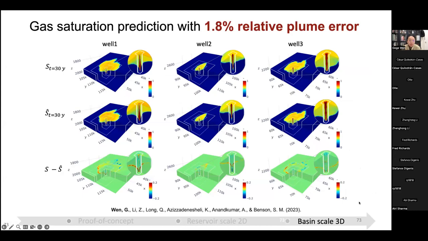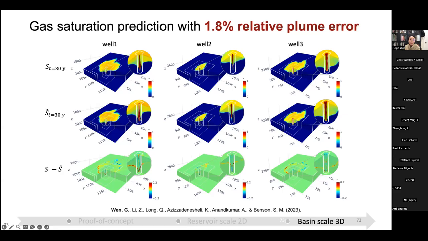So here is an example of the prediction. On the top row, we have the numerical simulation output for a three-well case. On the second row, we have the nested FNO's prediction on the three-well case. And the last row shows the error. And I want to point to the near-well region here. We're actually seeing this area where the gas saturation is almost one. So this is an effect called the dryout.